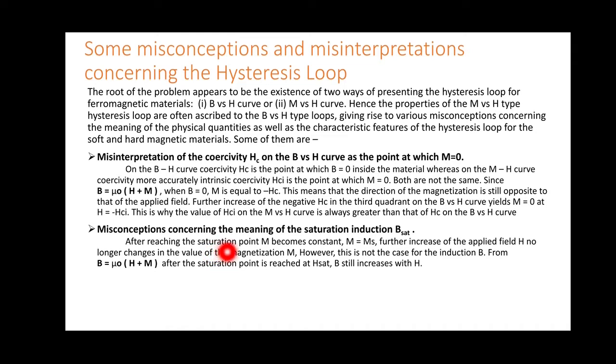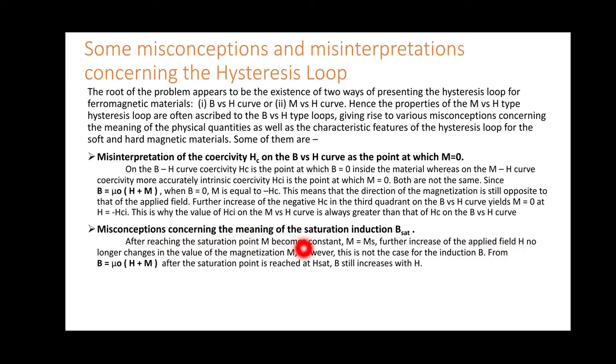After the reaching of saturation point, M becomes constant. Magnetization becomes constant because there is no further alignment of the domains in the direction of the external field, because all the domains which can be aligned in the direction of the magnetic field have been aligned. So magnetization becomes constant, which equals M saturation. Further increase of the applied field H no longer changes the value of magnetization.